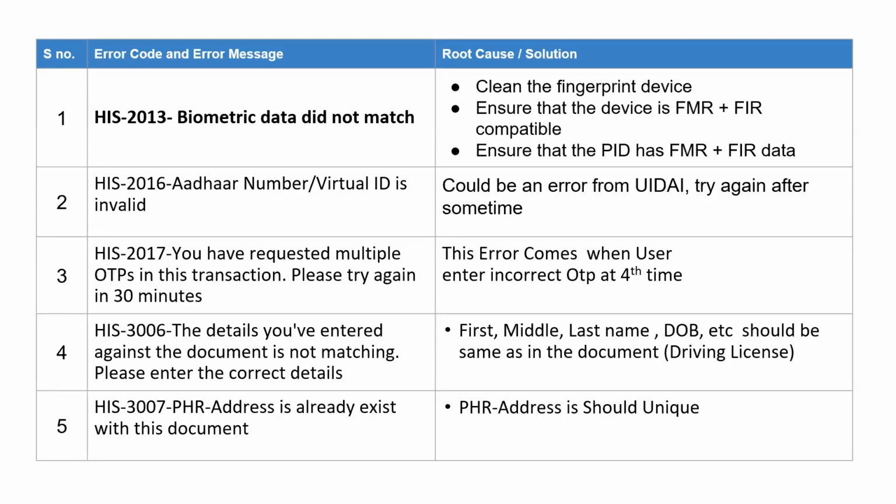Okay. So already I explained you a lot of things here. I mean that HIS 3066. Also, if you are passing HIS 3007 and the PHR already exists, it means that with this document you already have a PHR address, and you want to create a new PHR address with the same name. So at that moment you are getting this error. PHR address should be unique across the entire application. You cannot create a duplicate PHR address.